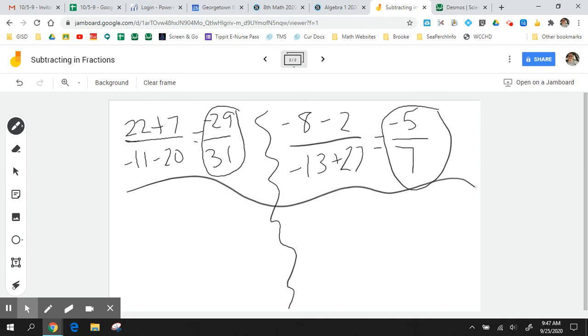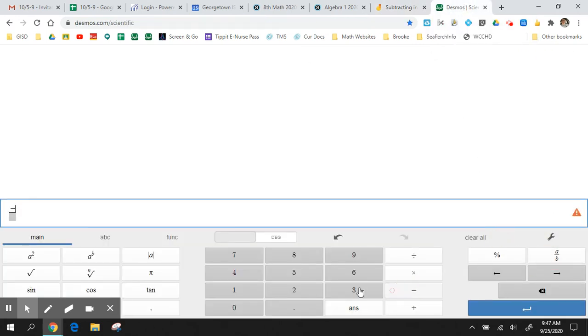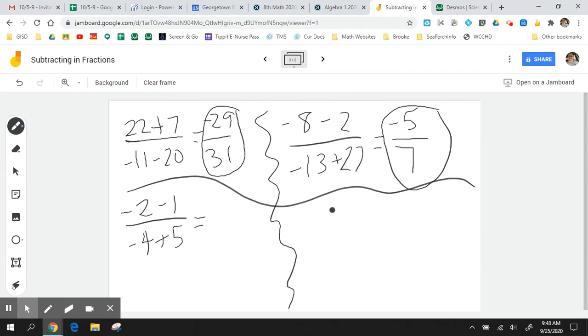So let's try another one. Negative 2 minus 1, negative 4 plus 5. Try that one on your own, come back, see if you got it right. Pause now. All right, welcome back. I'm going to go to Desmos and put in my negative 2 minus 1, negative 4 plus 5. And I got a whole number, negative 3. So hopefully you got negative 3 as well.